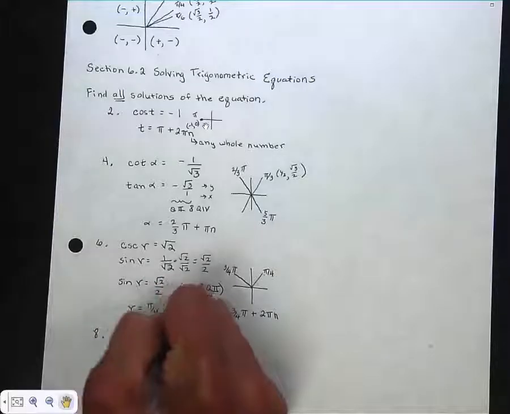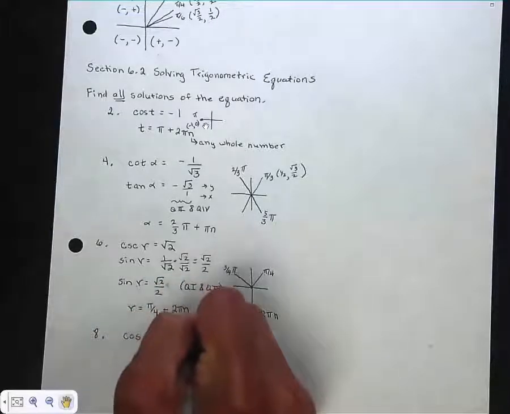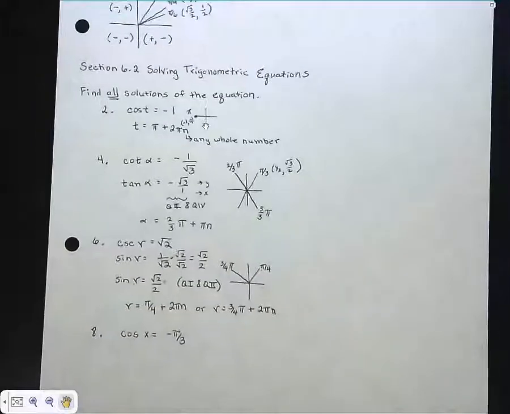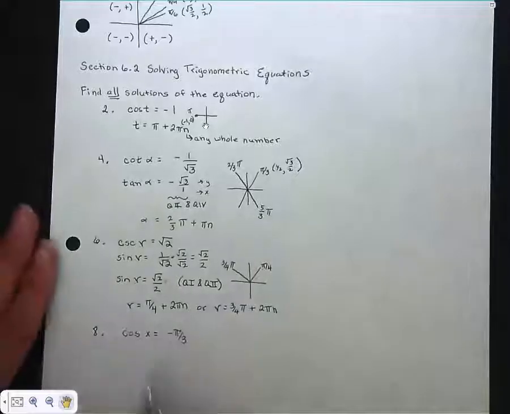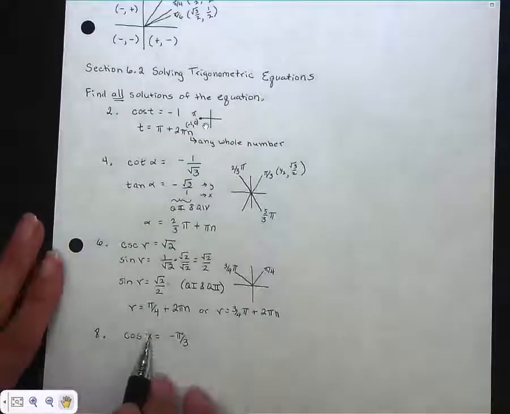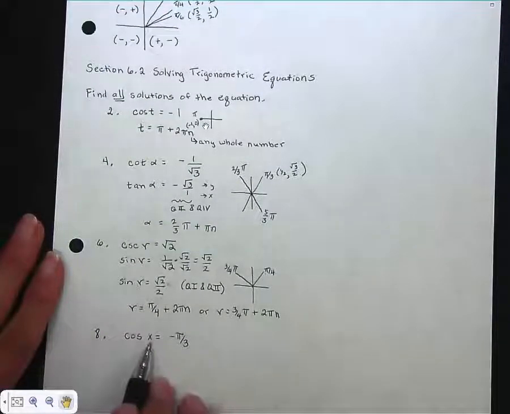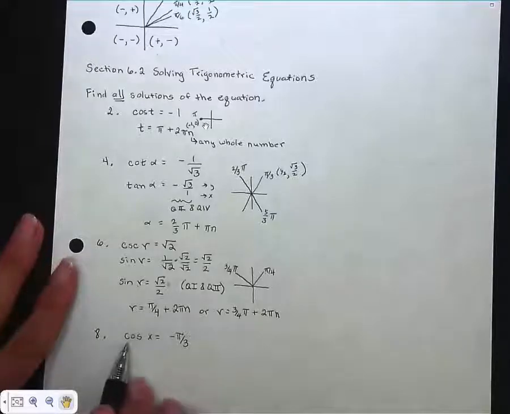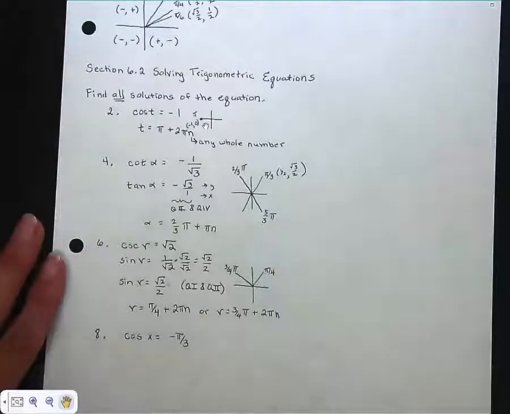Cosine of x is negative pi over 3. It's very easy to get mixed up about what it is you're solving for here. We're looking for the angle. Solve for x. x is the angle whose cosine is negative pi over 3.